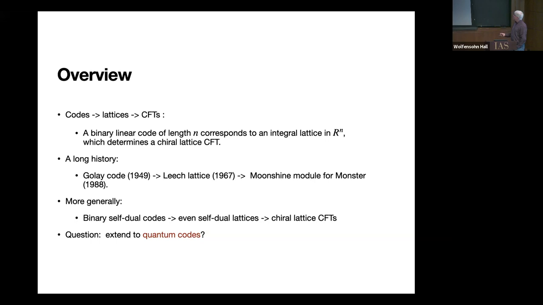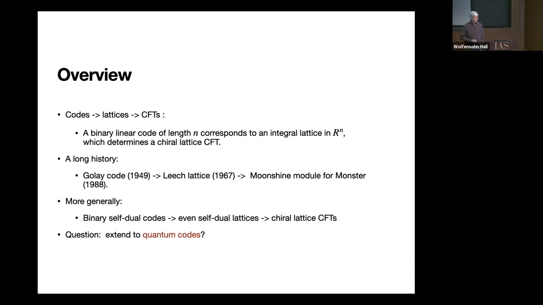But I'm just saying that already in this ancient history, we see a relation between codes and conformal field theories, namely the monster CFT. So the general principle that we see in this history, and that was exploited also in some later work in the late 80s and early 90s, is that a binary linear code of length n corresponds to an integral lattice in Euclidean space, which in turn determines a chiral lattice CFT. And so this gives a connection between these binary self-dual codes and chiral CFTs.